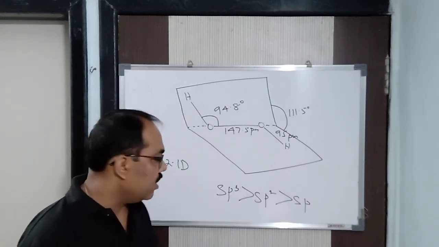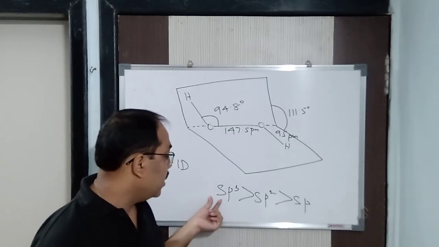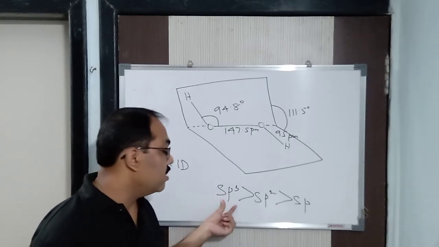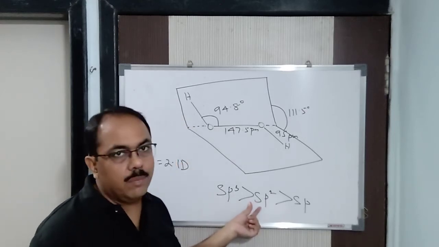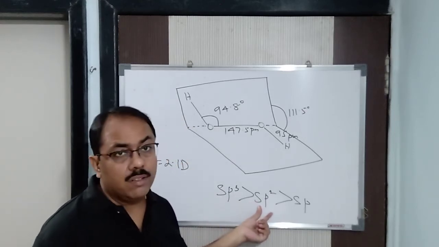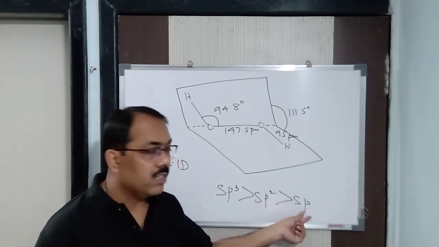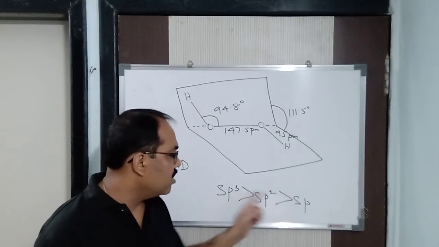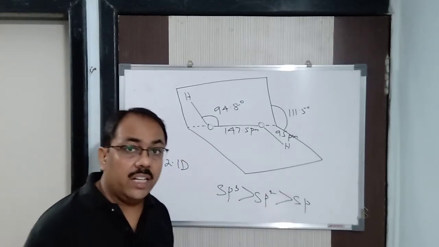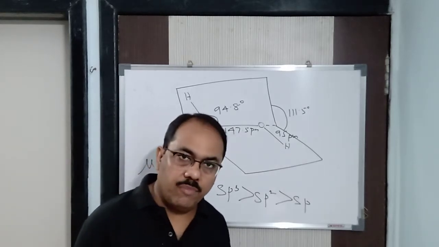Now, greater p character is very simple. We have calculated the s character and the p character. Here the s character is 25%, so the p character is 75%, total 100. Here the s character is 33.3%, and the p character is double of that, almost 67%. Here the s character is 50%, and the p character is also 50%. So 75, 67, 50, it is decreasing. So what I said, greater the p character, greater the ability to overlap.